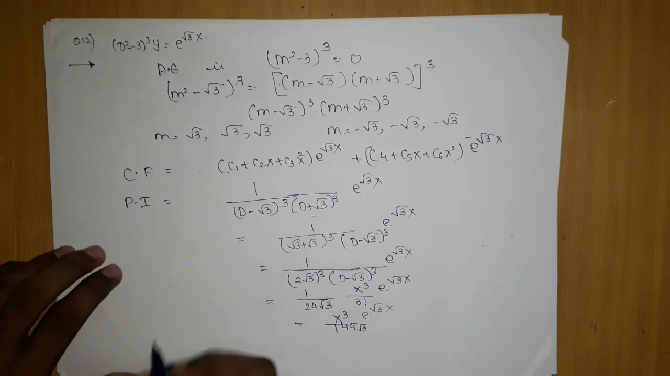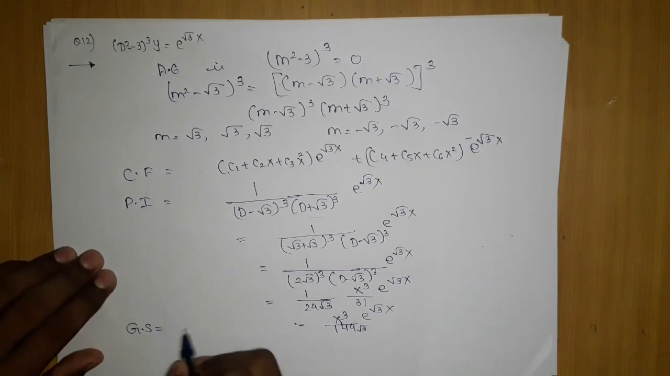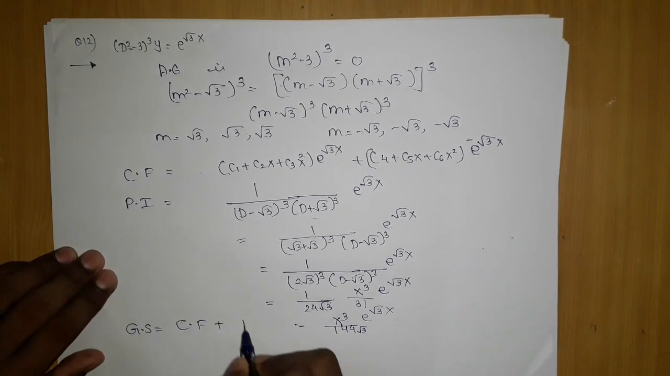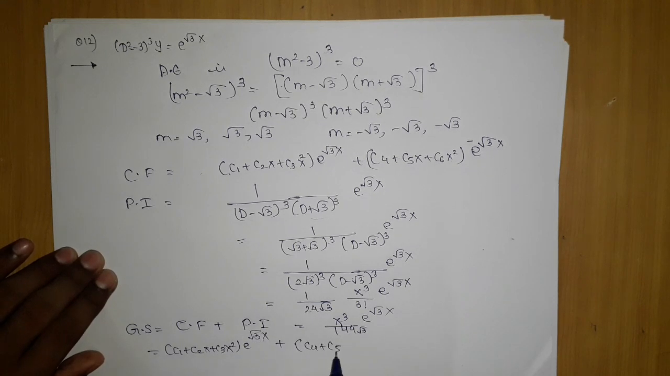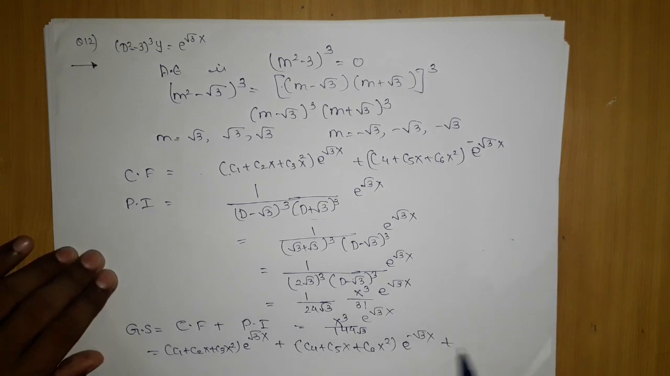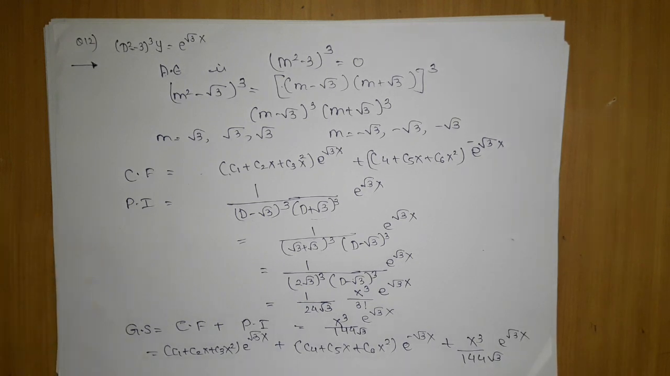So your final general solution will be the combination of complementary function plus particular integral, which will be c1 plus c2x plus c3x square e to the power root 3x, plus c4 plus c5x plus c6x square into e to the power minus root 3x, plus x cube by 144 root 3 e to the power root 3x. So this is our required answer.